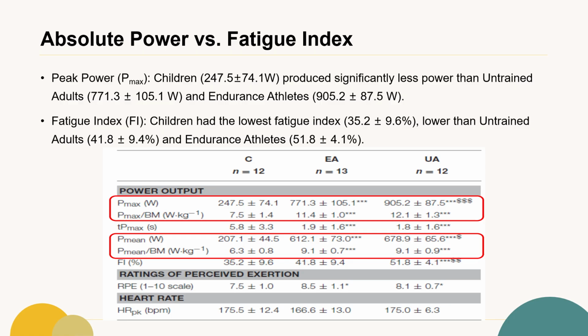As expected, the absolute peak power in children was significantly lower than in untrained adults and endurance athletes. However, the fatigue index for the children was the lowest among all groups, lower than untrained adults and significantly lower than endurance athletes. And we can see the data.